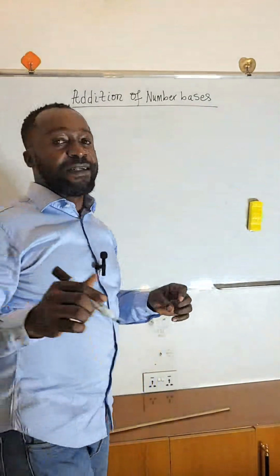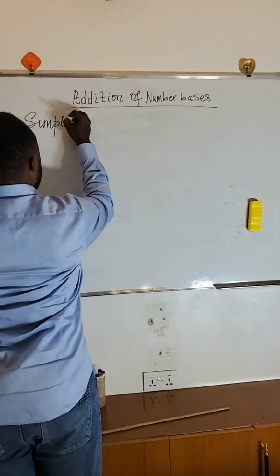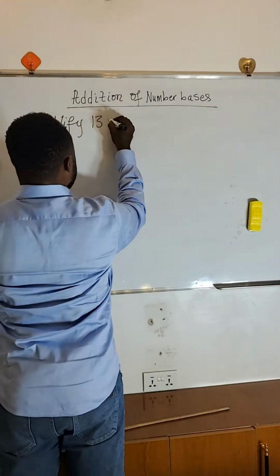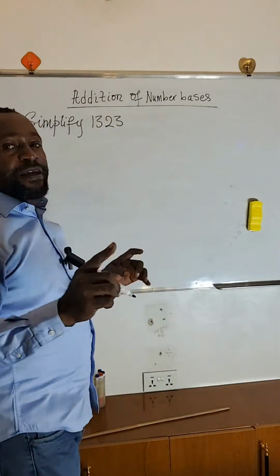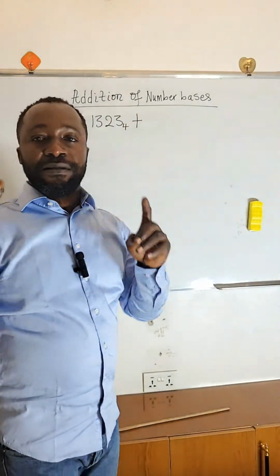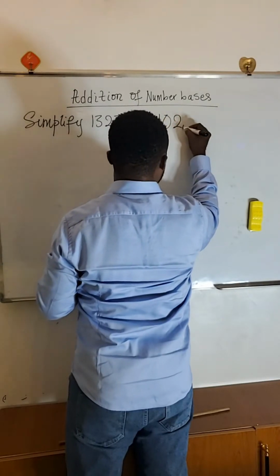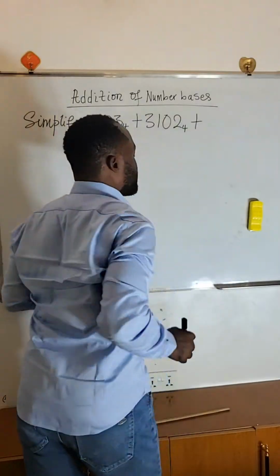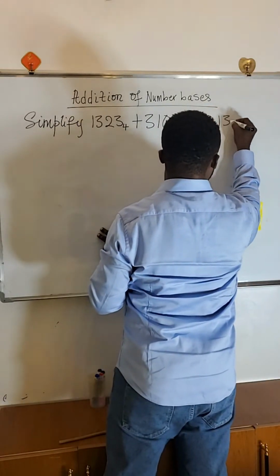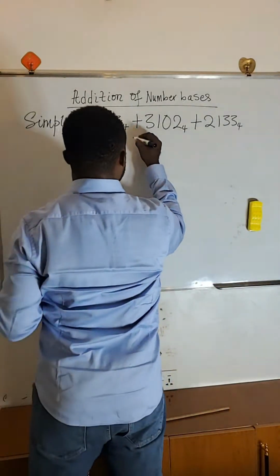Okay, let's add. You have 11323 in base 4, plus 3102 in base 4, plus 2133 all in base 4. Now look at that. Let's have the solution.